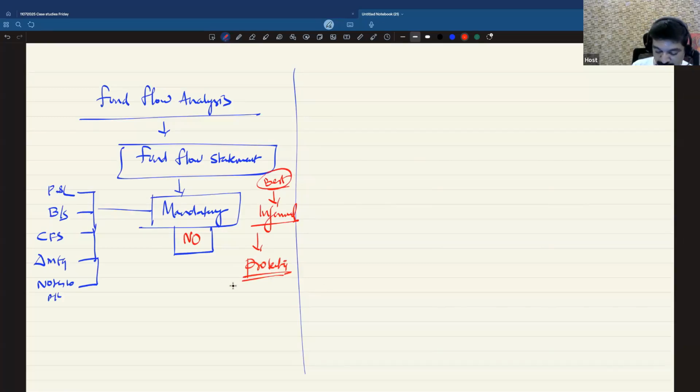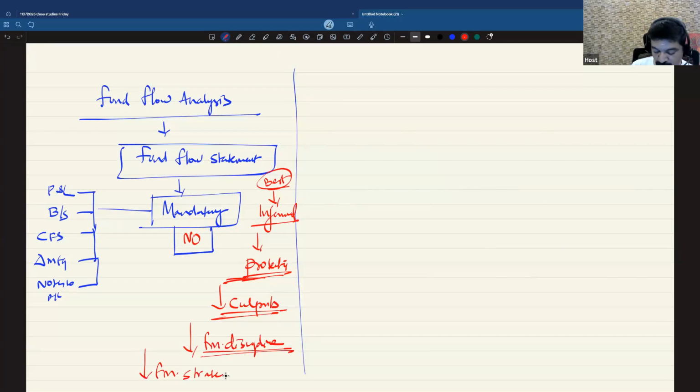They are catching the culprits because of the fund flow statement. They are able to understand the financial discipline of the borrowers, and the financial strategies of the borrowers, because of this fund flow statement.